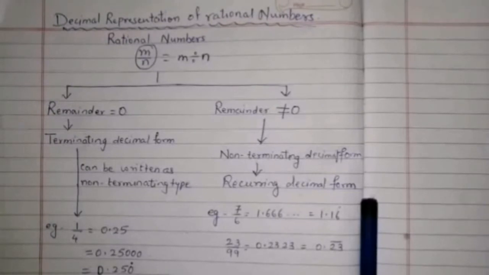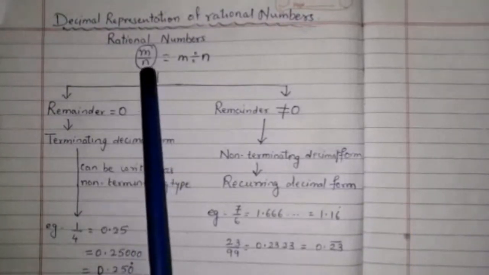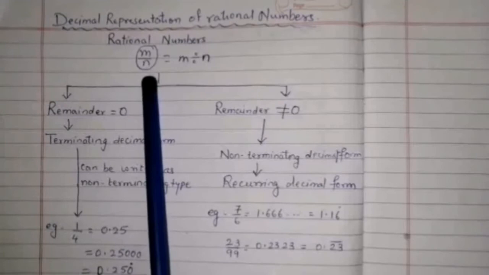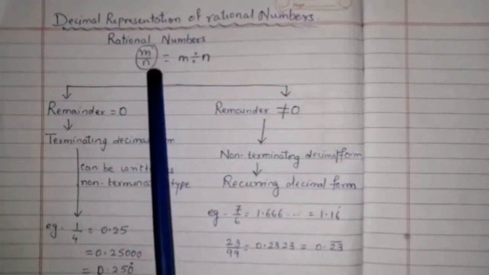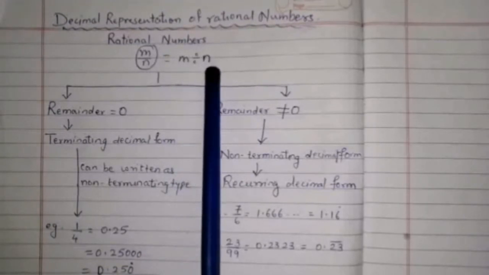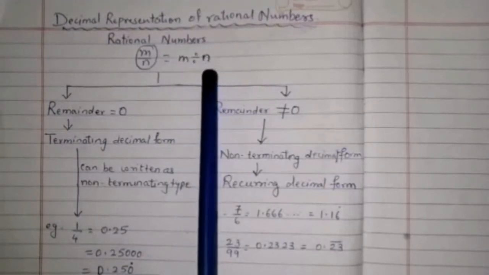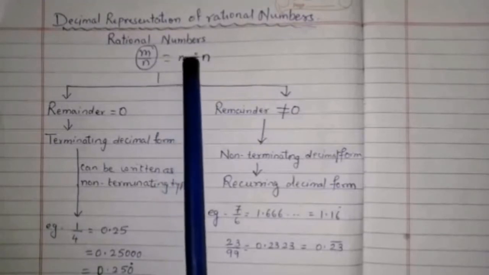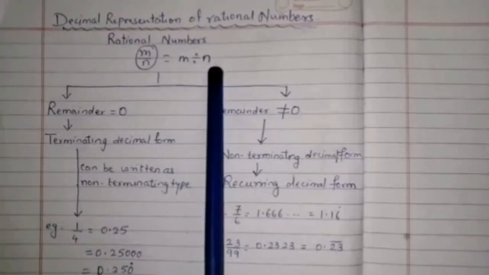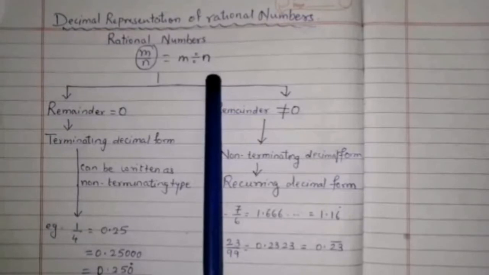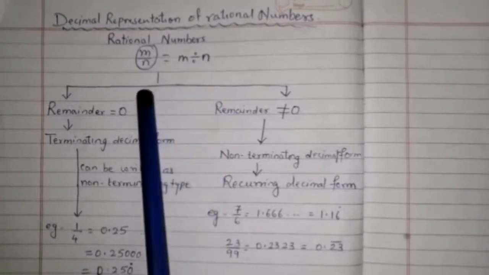Now in this video we are going to see the decimal representation of rational numbers. Rational numbers can be written in m upon n form. We have learnt it earlier in this chapter. M upon n means m divided by n. Now this form means numerator divided by denominator.